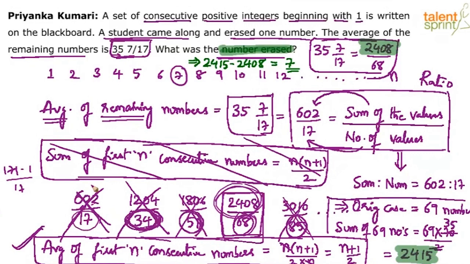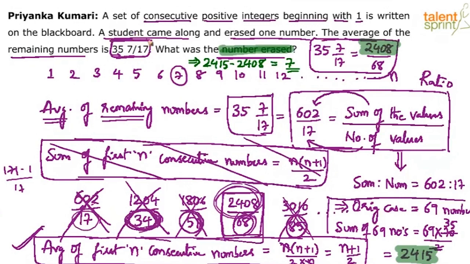And one general point that all of you have to remember: look at the average. We very well know that for consecutive numbers, whether they are consecutive natural numbers or consecutive odd numbers or consecutive even numbers, average is always the middle number. So for a few seconds, let us assume that we have actually not erased any number, and the average is 35/7 by 17.